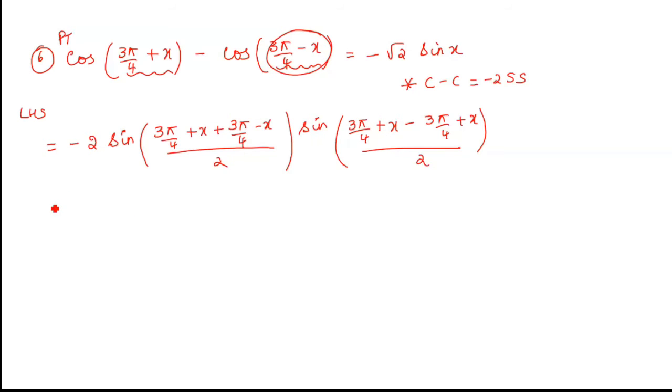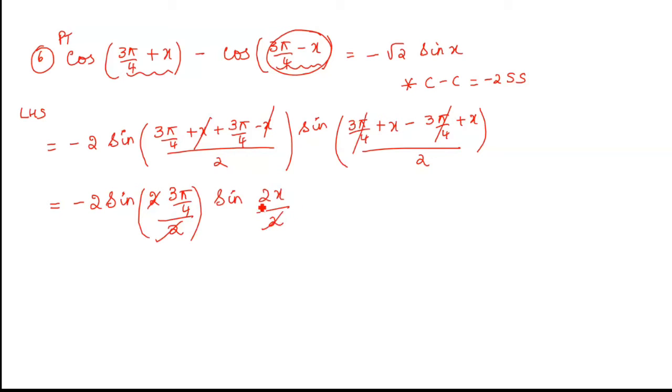So now therefore that is equal to minus 2 sine. So what has happened here? X and x gets cancelled. So this will become 2 times 3 pi by 4 by 2. So I will write all the steps such that you understand. Sine. Now here what has happened? 3 pi by 4 has got cancelled. X plus x is equal to 2x divided by 2. 2 and 2 got cancelled.